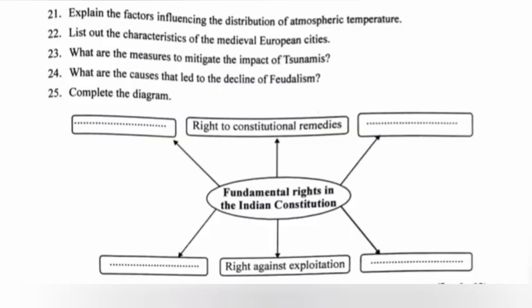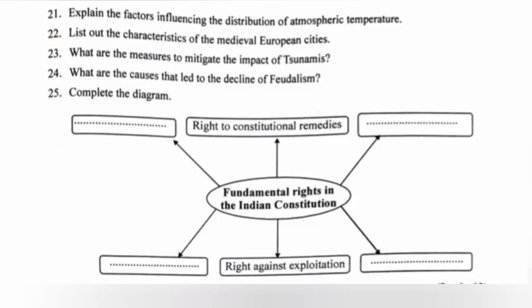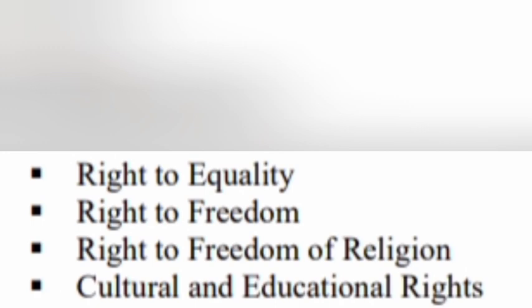24. What are the causes that led to the decline of feudalism? Answer: Agricultural production decreased due to climate change, famine, plague and Black Death, Crusades, king's monopoly of gunpowder, peasant revolts, emergence of nation-state. 25. Complete the diagram. Answer: Right to equality, right to freedom of religion, cultural and educational rights.